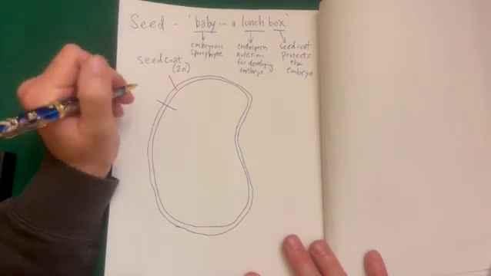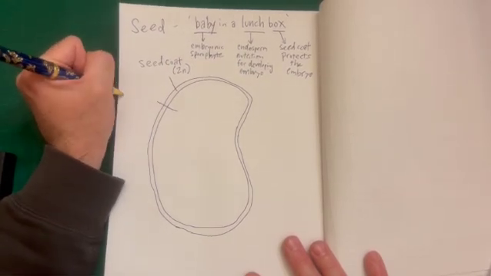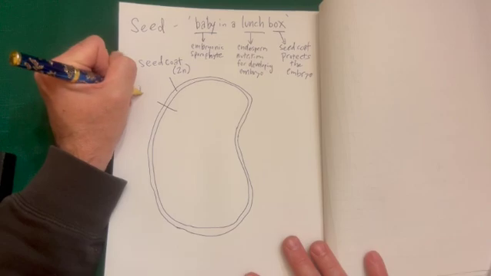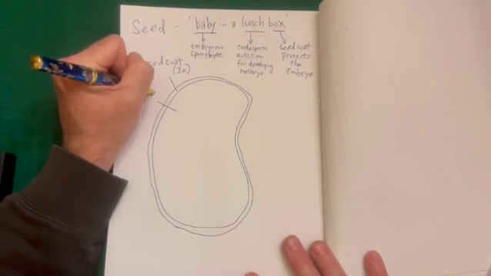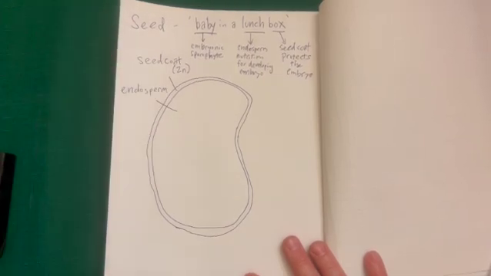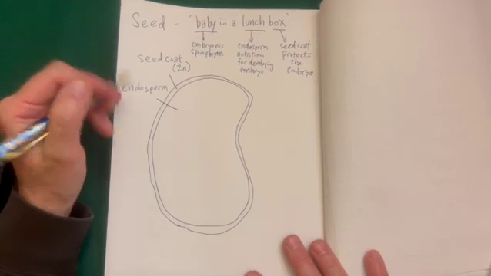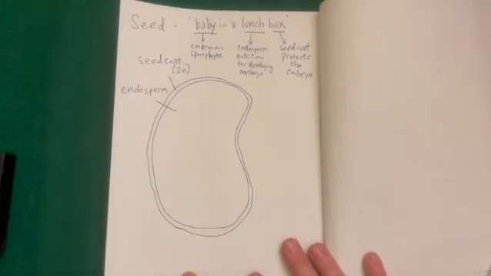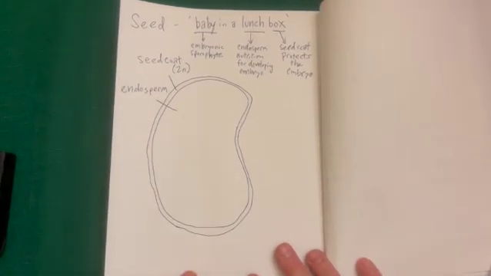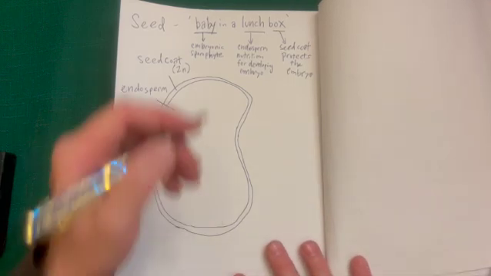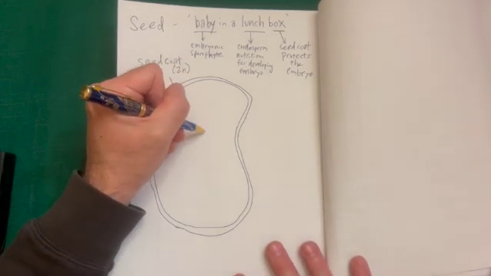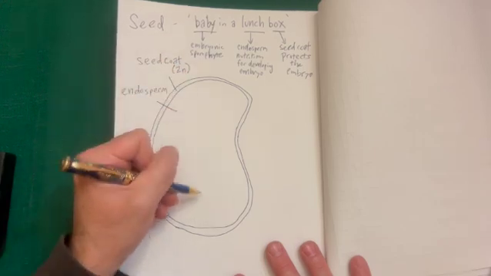Okay, so inside the seed, let's talk about the lunch for a moment. All seeds have that endosperm. We're going to make a note about that endosperm in a moment here. But for now, we should just know that that endosperm serves as a source of nutrition for the embryo as it develops. Okay, so now we're going to draw our embryo.